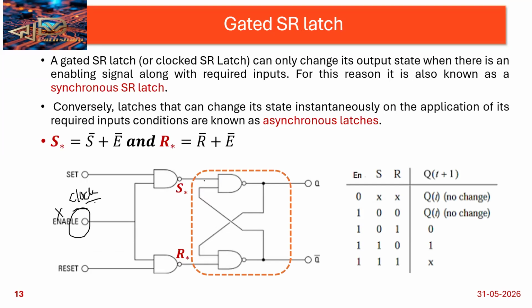This enable pin will work with 0 or 1 only. If you are giving 0 as the enable, whatever the input value is, you are not getting any output. So Q of t plus 1 is the output, and it is not getting anything new. The previous value is what it will be storing. Similarly, S equal to 0, R equal to 0, enable equal to 1, at that time also it is the no change condition; whatever the previous value is, the same will be stored in that flip flop, sorry, latch.